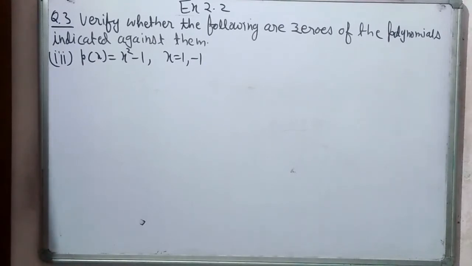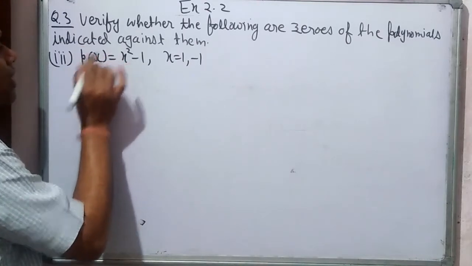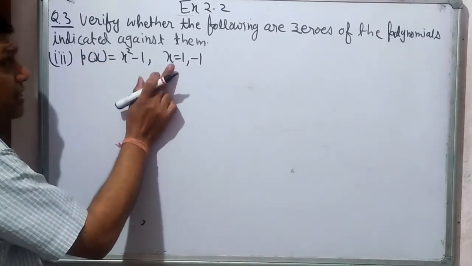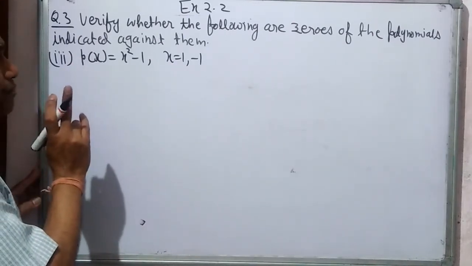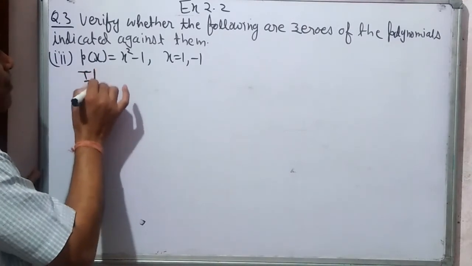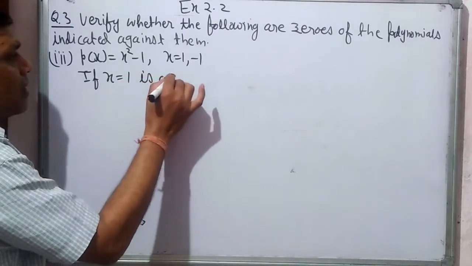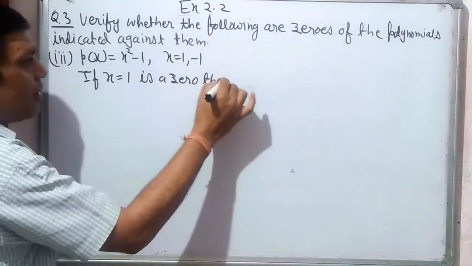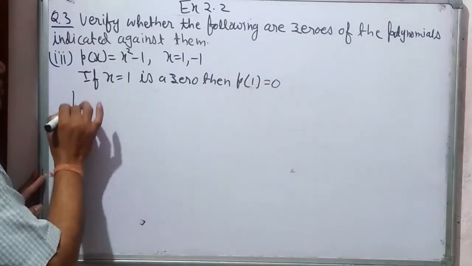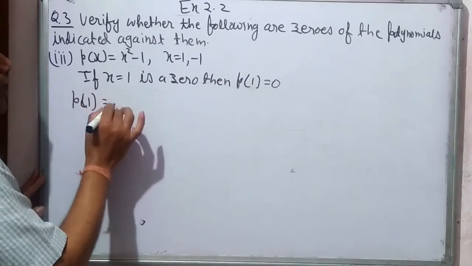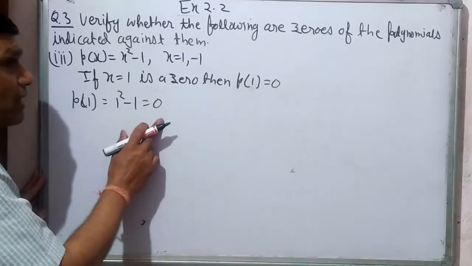In the third part here, students, we are given that the polynomial in x is x square minus 1. We are given two values for x, that is 1 and minus 1. We have to verify them one by one, right? If first of all we take x equals 1, and x equals 1 is a 0, then p of 1 should be 0. Check it out. P of 1 should be 1 square minus 1. That will give us 0.